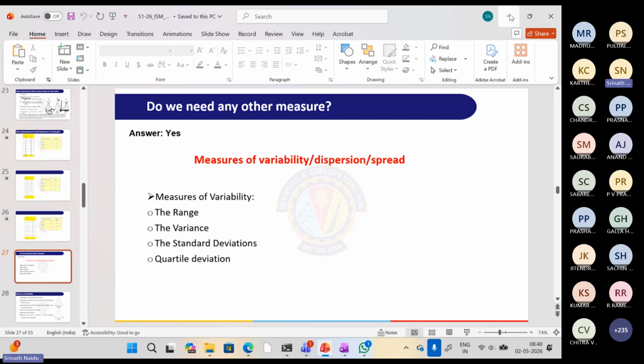Thank you. Okay. So the question is, how do you measure this variability though? There are several measures of variability. One is the range.